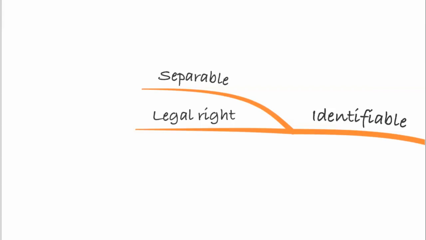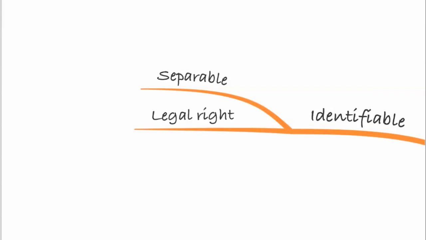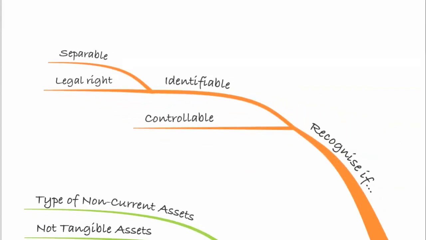Think back to the definition of an asset. You need to be able to control an asset. If there was no legal right to a brand, for example, well then you wouldn't control it. So that's the first criteria for an intangible asset. It needs to be identifiable, which is separable, and there needs to be a legal right to it. Tied to that, it needs to be controllable.